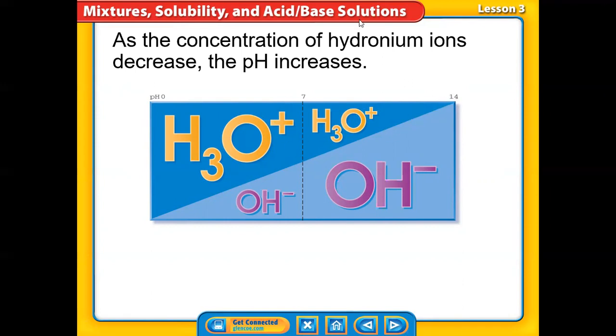Okay, so like this here. We can just write it like this. We said that acidity increases.